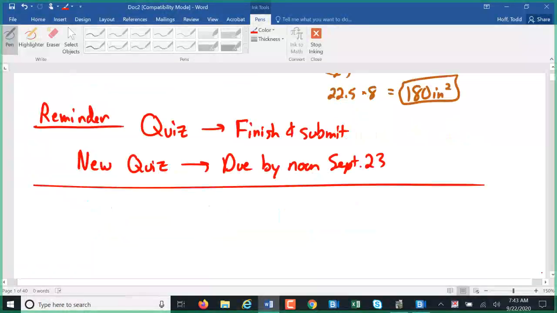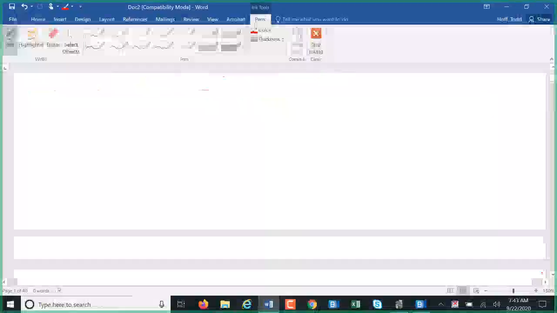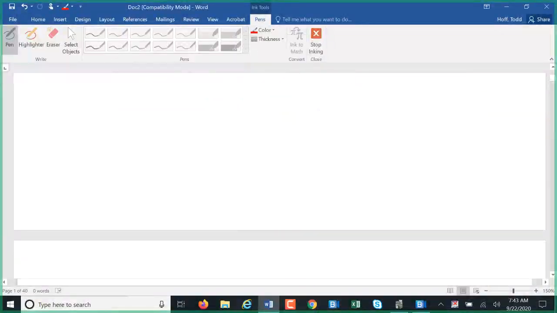Well, let's take a look at some strategies for finding areas of these shapes that are not just rectangles, triangles, trapezoids, or circles. We'll start out relatively simple. Something that looks like this.